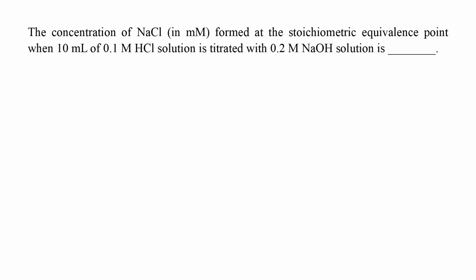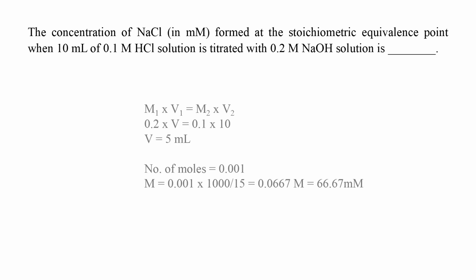The concentration of NaCl in millimolar formed at the stoichiometric equivalence point when 10 ml of 0.1 molar HCl solution is titrated with 0.2 molar NaOH solution is. So we know M1 V1 is equal to M2 V2. So 0.2 molar NaOH of volume V reacts with 0.1 molar and 10 ml of HCl. So the volume of NaOH used will be 5 ml. So the total volume becomes 15 ml.